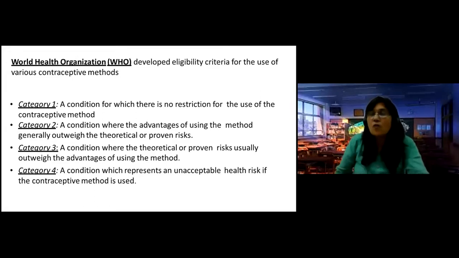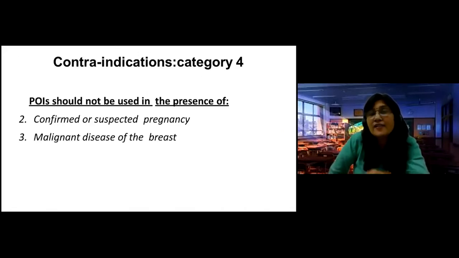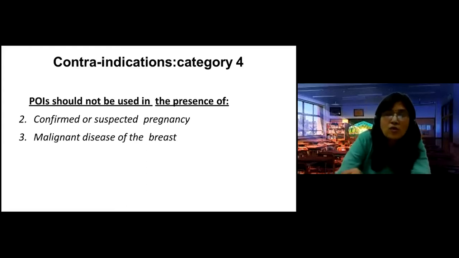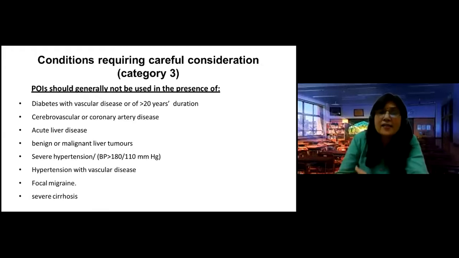Okay, so for your injectable, category 4, that is, should avoid in case of pregnancy and should avoid if there is a malignant disease of the breast. No use of injectable contraceptives. Category 3 is diabetes with vascular disease of more than 20 years duration, cerebrovascular events or disease accompanying, then acute liver disease like hepatitis, which is ongoing, we should avoid, benign or malignant liver tumors, avoid, severe hypertension.